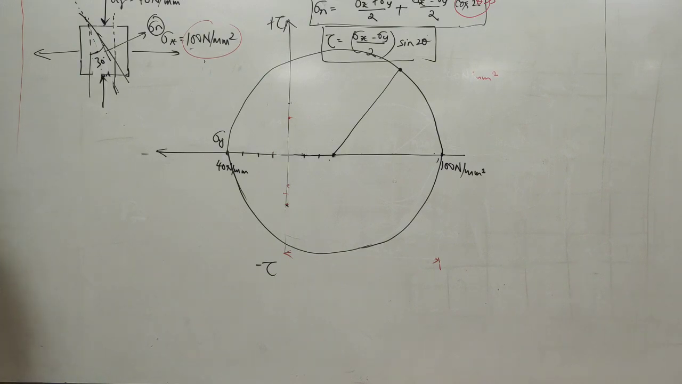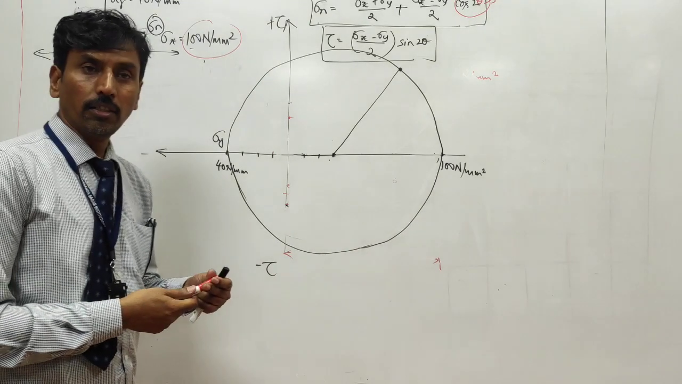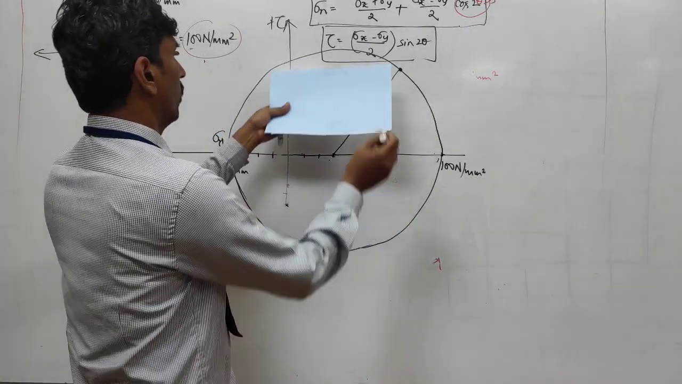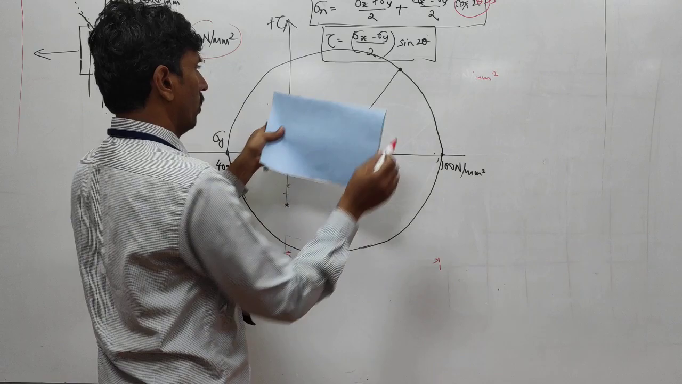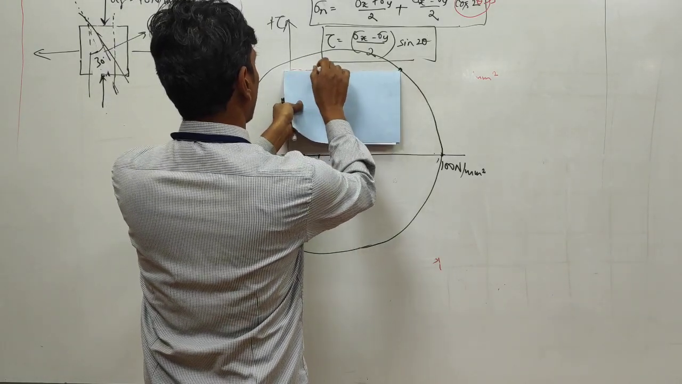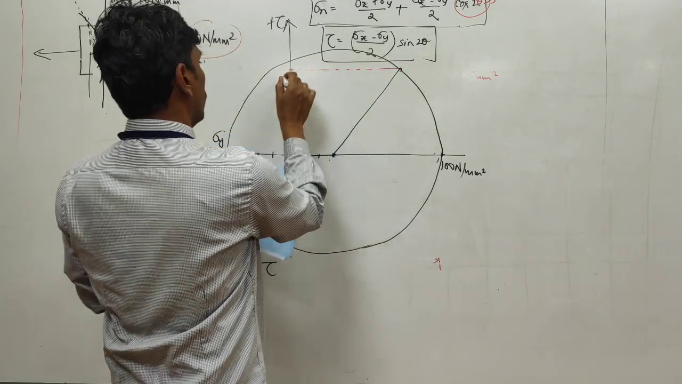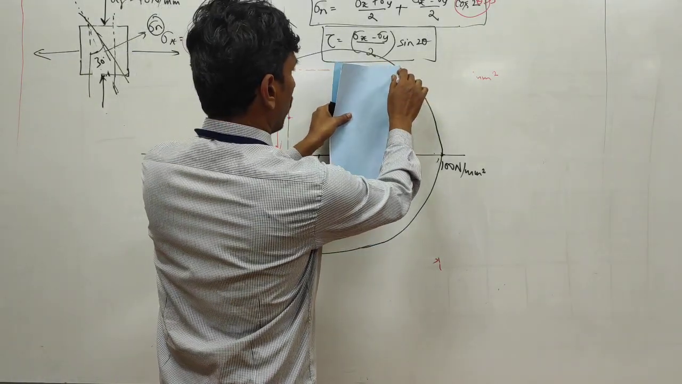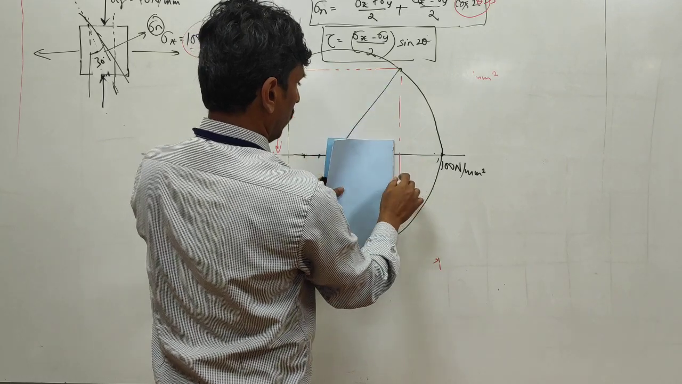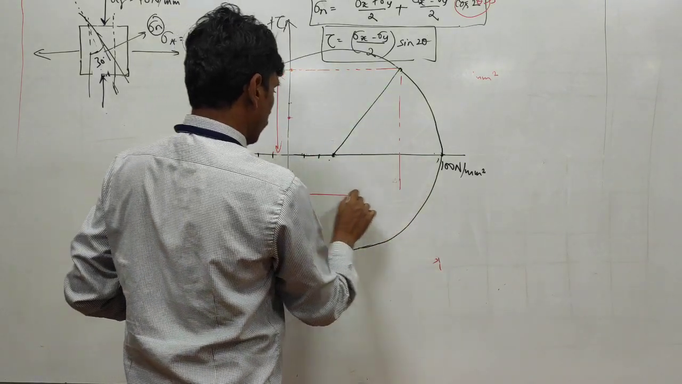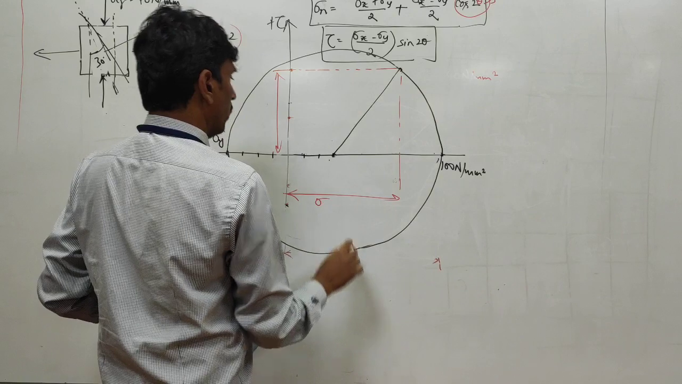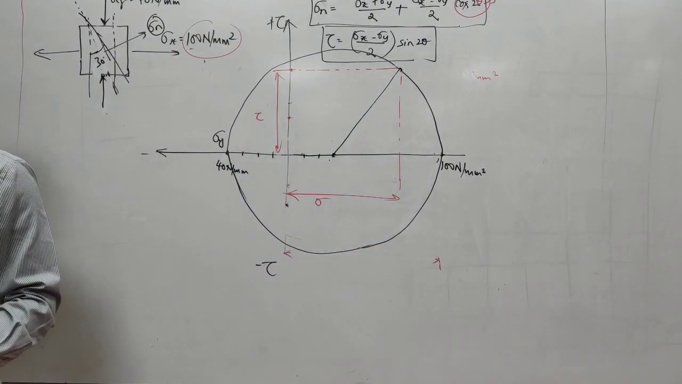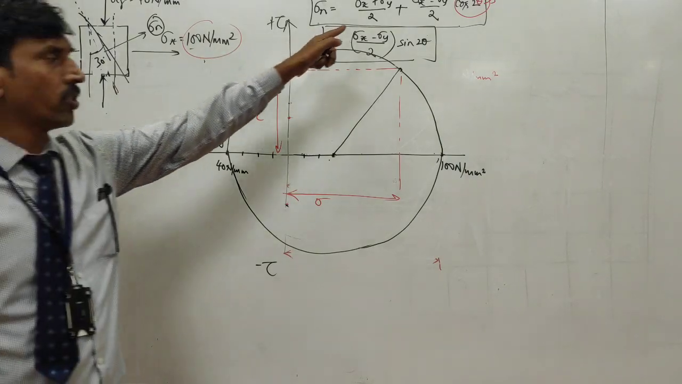The shear stress has to be measured how? By drawing a parallel line. So you can measure the shear stress at this point by drawing a horizontal line. You can measure the normal stress. So shear stress can be measured like this, normal stress can be measured like this. Guys, will this equation still hold good?